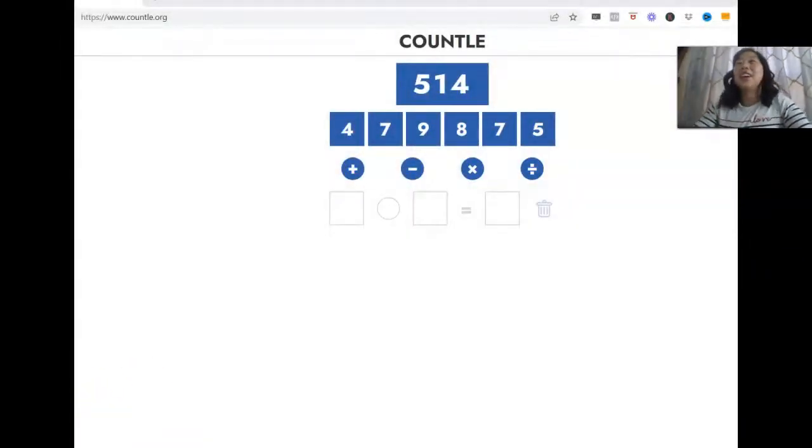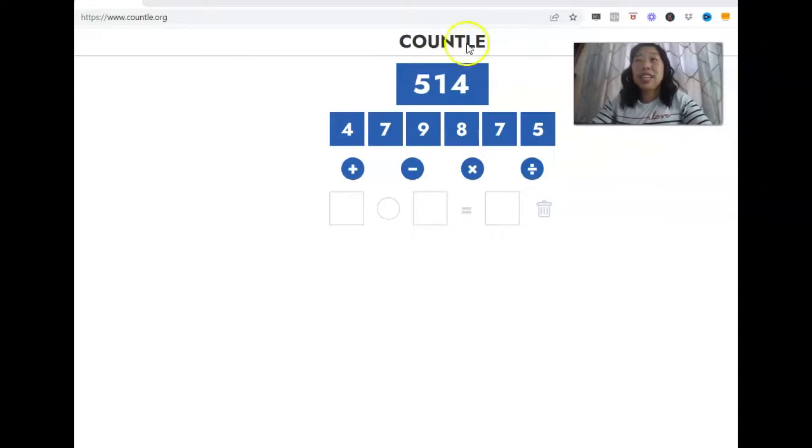Countle. Okay, so it is spelled C-O-U-N-T-L-E, and it is just daily math. It's a daily math puzzle. So this is going to be such a fun activity for you to use either at the beginning of the period or at the end if you have just a few minutes left before the bell's going to ring.